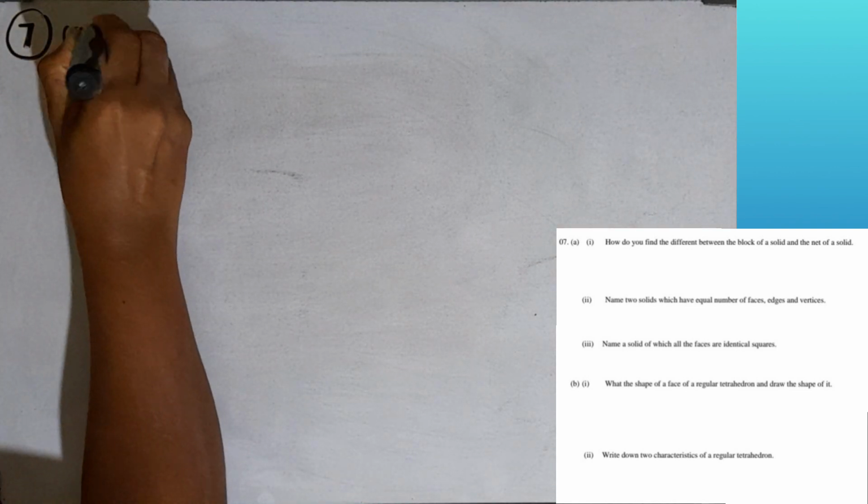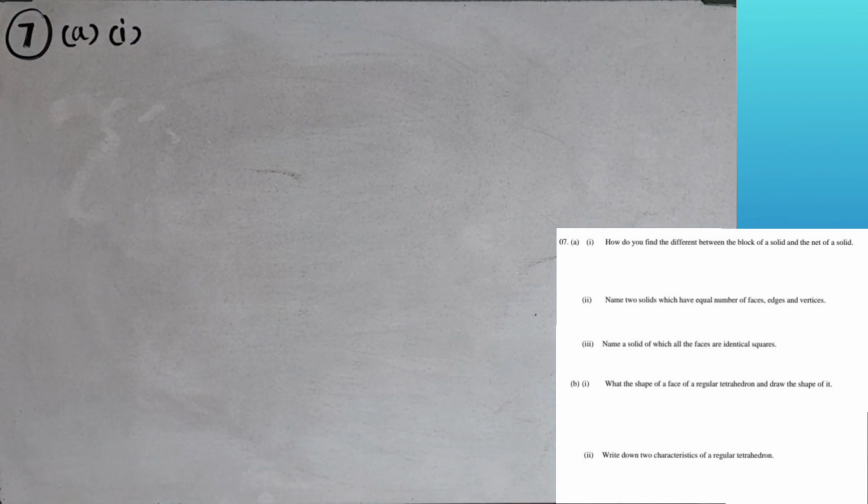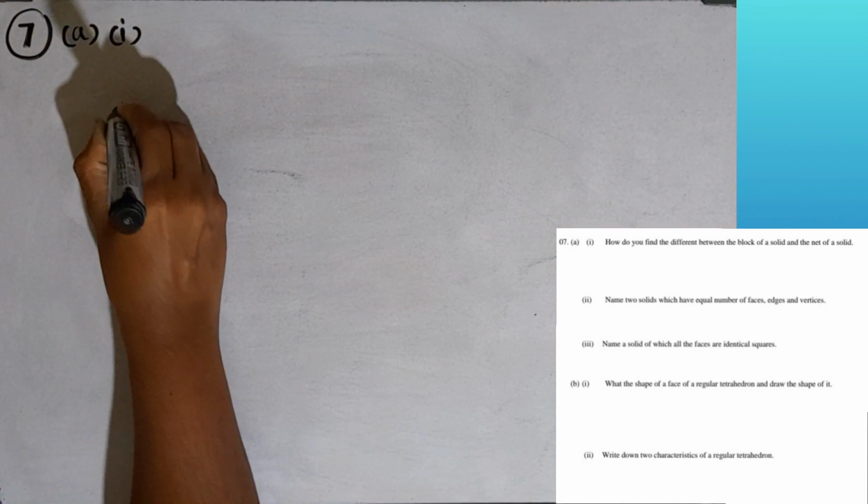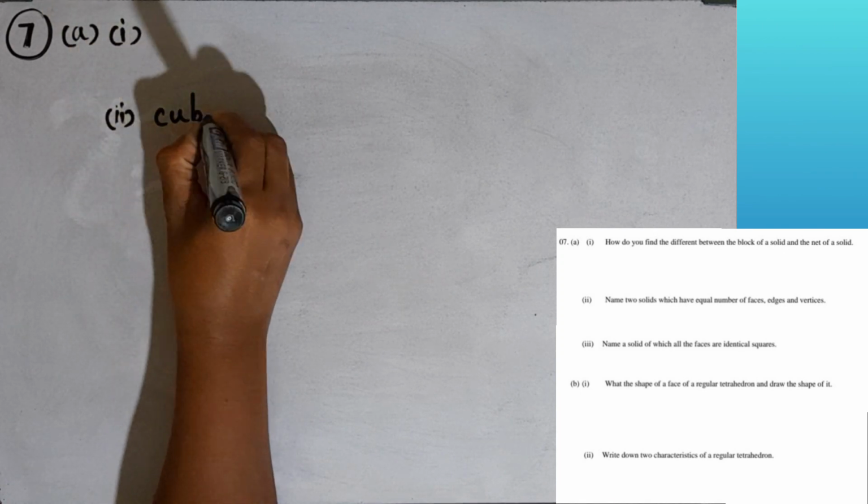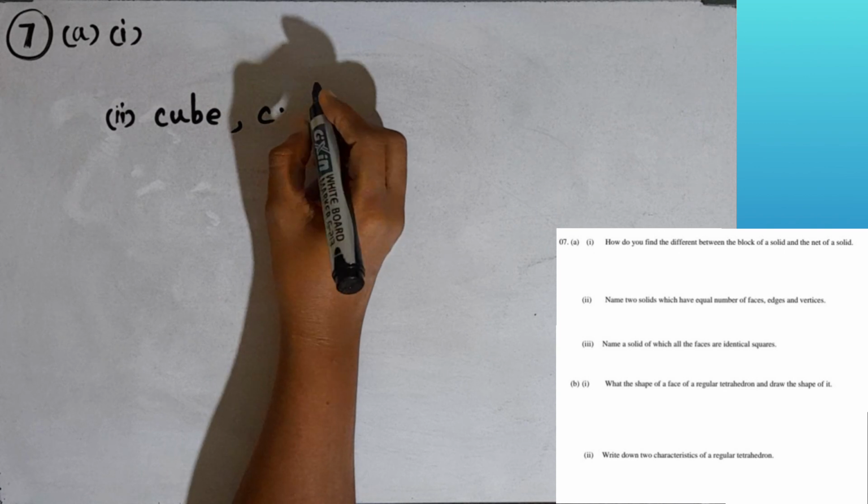Seventh question, A part. Then first question here. How do you find the difference between the block of a solid and the net of a solid? A block of a solid is 3-dimensional, and a net is 2-dimensional. So that is the answer for part 1 here. Then second question, name 2 solids which have equal number of faces, edges and vertices. We know that in a cube and a cuboid, we have equal number of faces, vertices and edges.